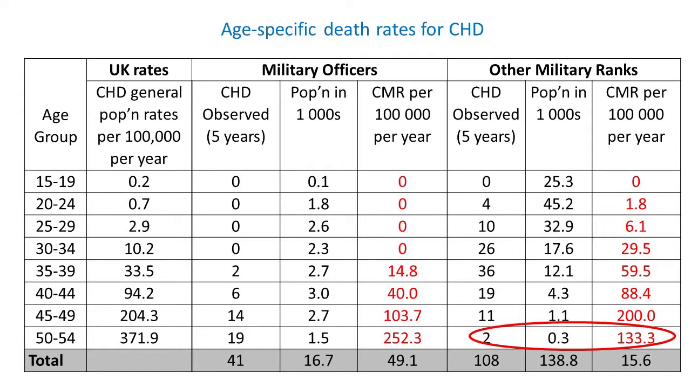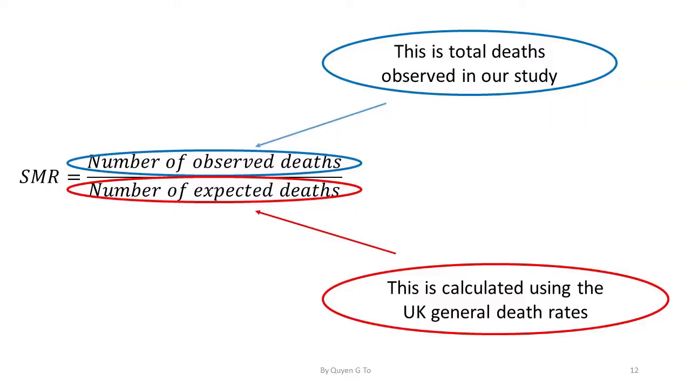Now, looking back at the table, there is information about coronary heart disease death rates in the UK general population. With this information available, we can use it to calculate standardized mortality ratio. Standardized mortality ratio is calculated by dividing the total number of observed deaths by the total number of expected deaths. The total number of observed deaths is the number of actual deaths we observed in the study, which is 41 military officers and 108 other ranks.